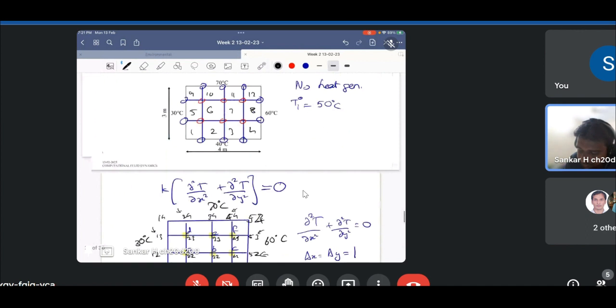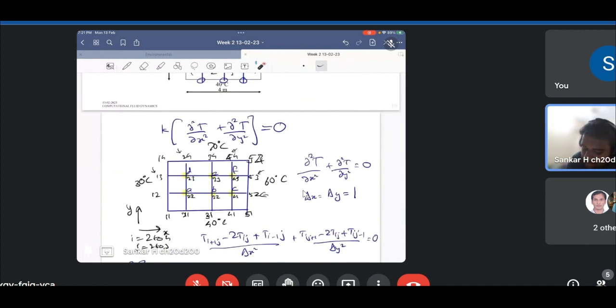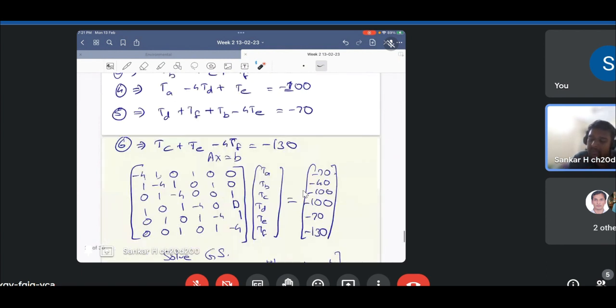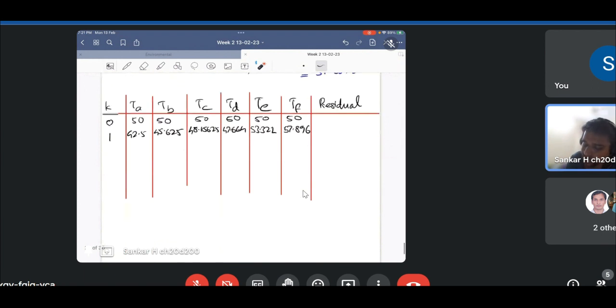over here, we say that this is 42.5, this is 45 degrees, this is 48 degrees, this is 47, this is 53, and this is 57. You see that makes sense when you think about it. When the 30 is here, it's 42.5 is here. When 70 and 60, this is 57. This has the highest temperature among all the interior points, and this is the lowest temperature among all the interior points. So it makes sense physically also while we solve this out.